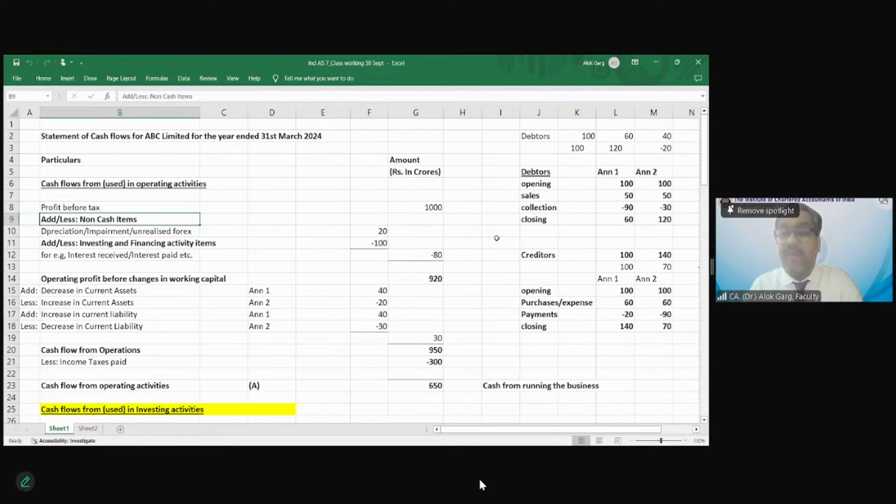But whether that cash profit is from operating activity, the answer is no. In your statement of profit and loss, there is an income like interest received on fixed deposits. Whether that interest received on fixed deposits is an operating item?